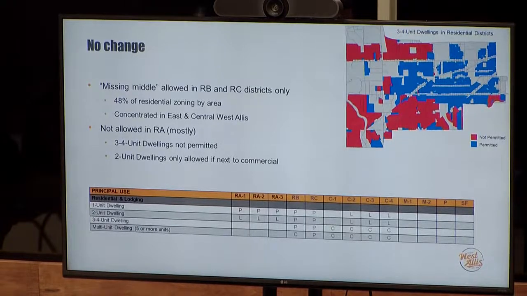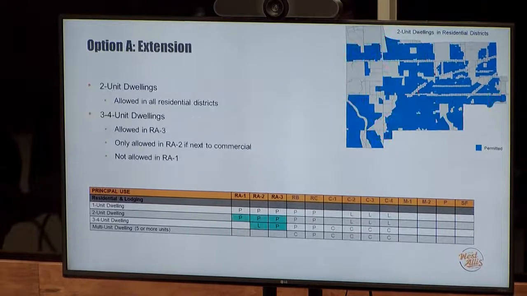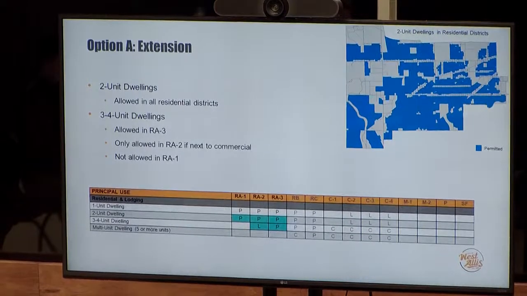On the bottom, you'll see our zoning table. So 1 unit dwellings are permitted uses in RA1 and 2 unit dwellings are limited uses in RA1. This is a very rare limitation. It only applies to properties that are bordering a commercial property. So only a very select few RA properties are allowed to be duplexes. But essentially, duplexes and 3 to 4 unit apartments aren't allowed in any of the RA districts is what we're looking at. So the first option is the biggest change.